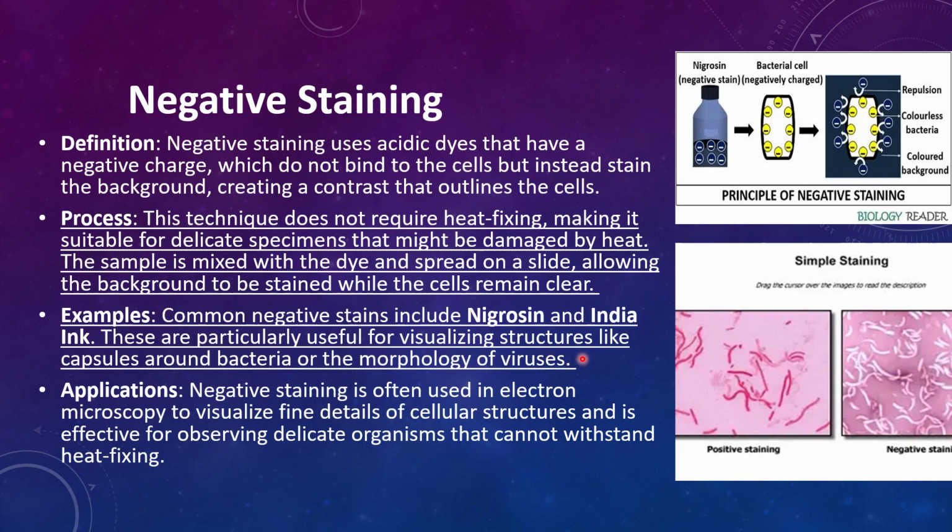Okay, so here mainly we use them for visualizing structures like capsules around bacteria, morphology of virus, and all those things. Okay, and yes, negative staining is often used in electron microscopy to visualize fine details of cellular structures and is effective for observing delicate organisms. I said, delicate, very delicate. If you heat fix, their structures get destroyed, so that time we do this negative staining.